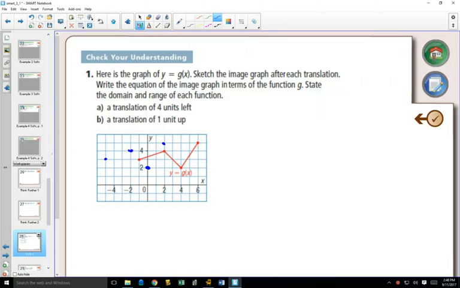Once you've got your key points done, you get to connect the dots. Lots of fun. Just connect them in the right order. Otherwise, your graph should look exactly the same as your starting graph. And so this is our final graph.